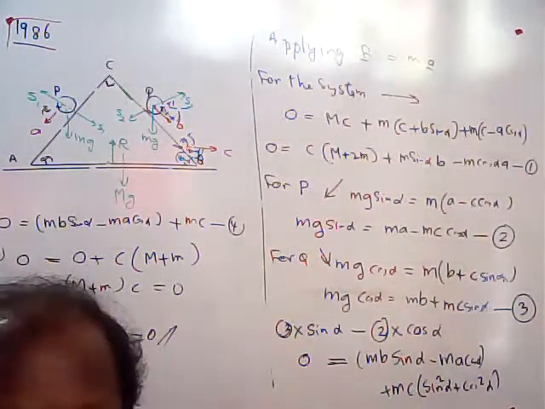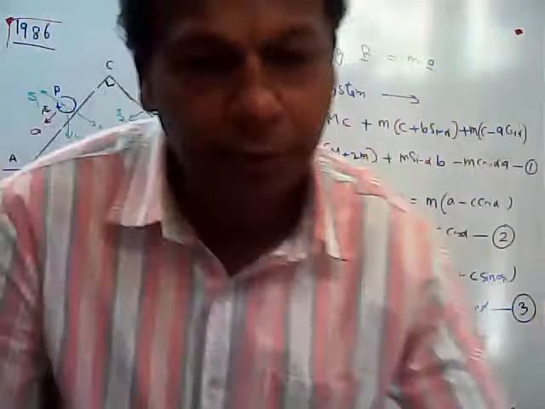Alpha, for it to be symmetric, alpha should be equal to 45 degrees.